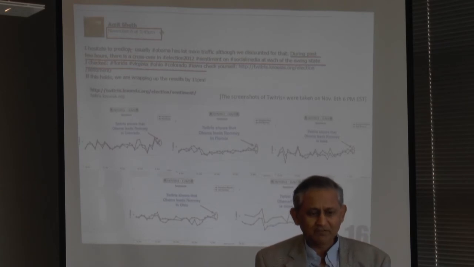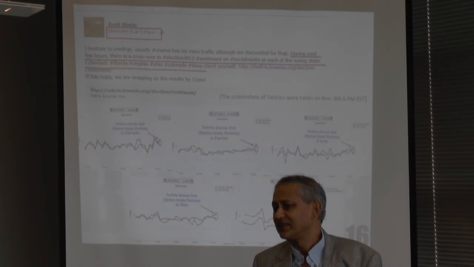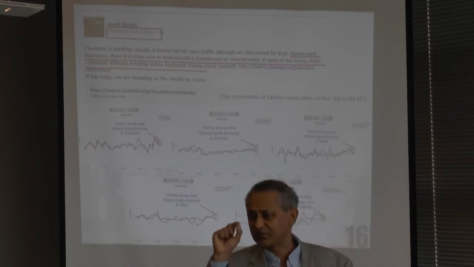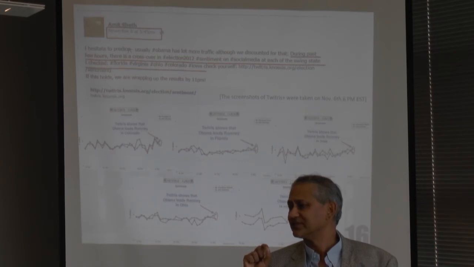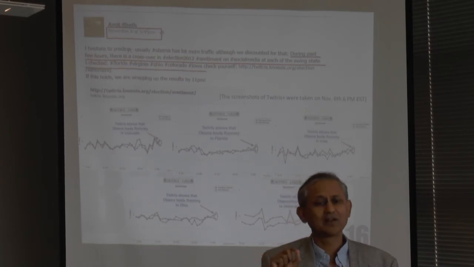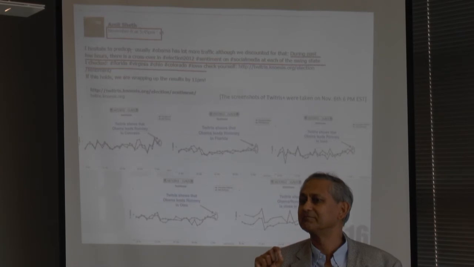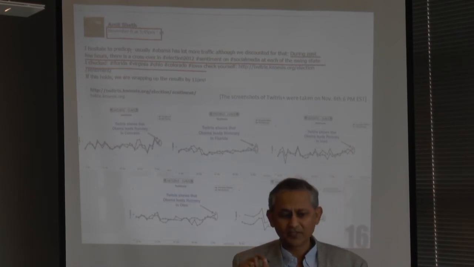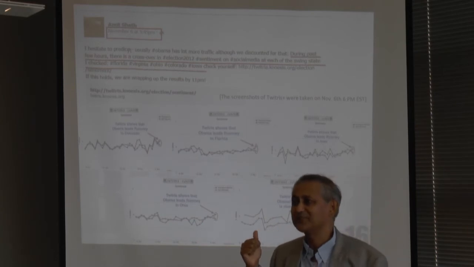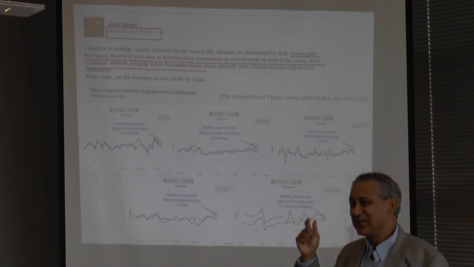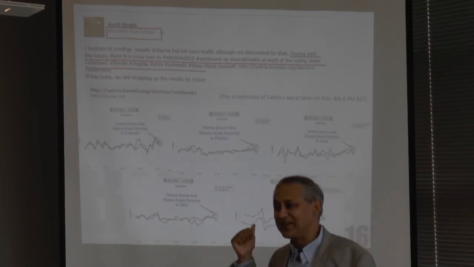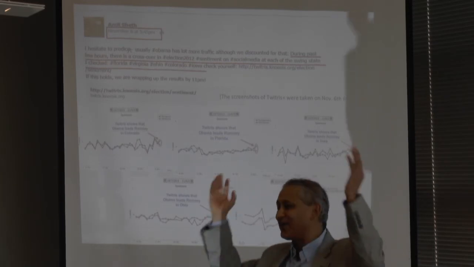If this holds, we are wrapping up the results by 11 p.m. 11 p.m. is the first time that you can predict the election. So this is a very bold prediction, and in reality, the election was called precisely at 11:20, right? So this shows the power. I think we should have gotten a lot more credit than we got for that. If I look back at that, if I was writing this from IBM, we'd go gaga over it, right?